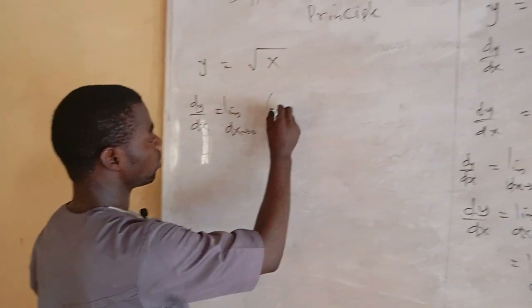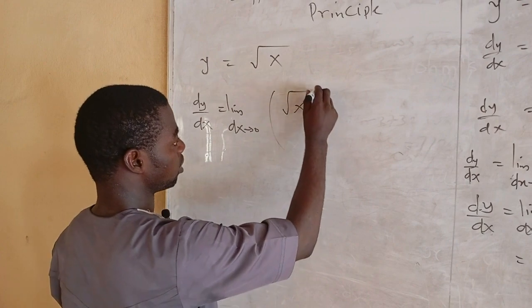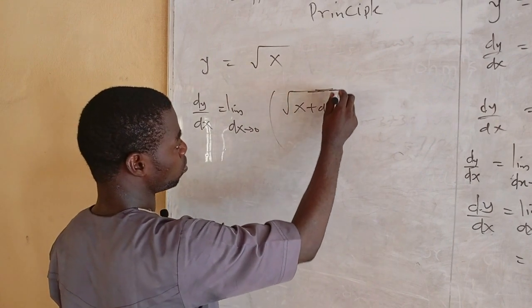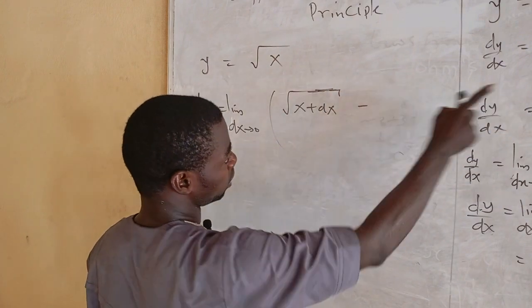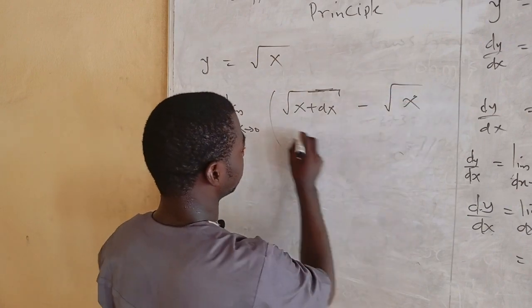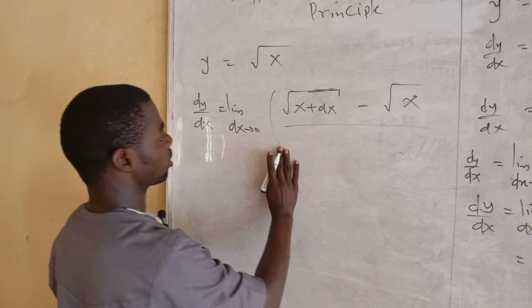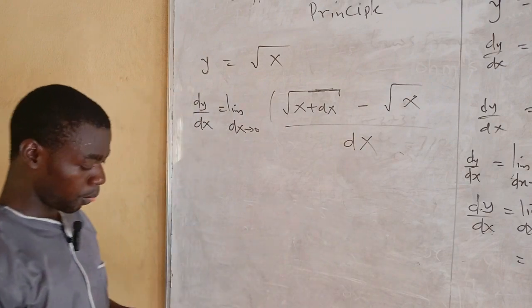Okay, so we have root of x plus dx, right? Anywhere you see x, you replace it with x plus dx, because it says f of x plus dx. Then minus f of x, which is what we are working on, which is root x, divided by dx.